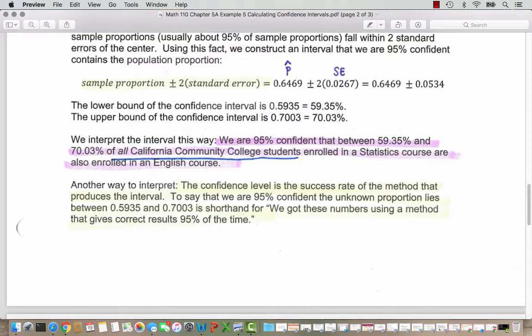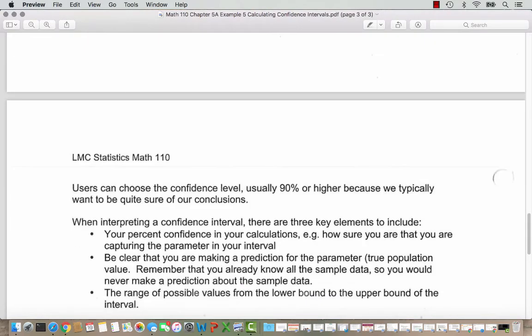So there's a variety of ways that you can explain as long as you're conveying the right concepts. So we could say the confidence level is the success rate of the method that produces the interval. To say that we are 95% confident the unknown proportion lies between 0.5935 and 0.7003 is shorthand for we got these numbers using a method that gives correct results 95% of the time. So we're conveying the same idea. Instead of percents, we've presented the range of values as a proportion in decimal form. And we're explaining that 95% is how sure we are that we captured that true population value.